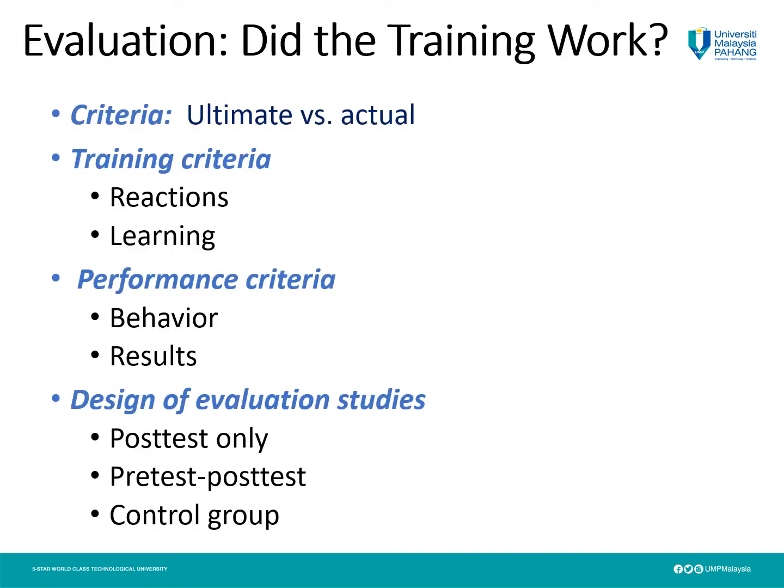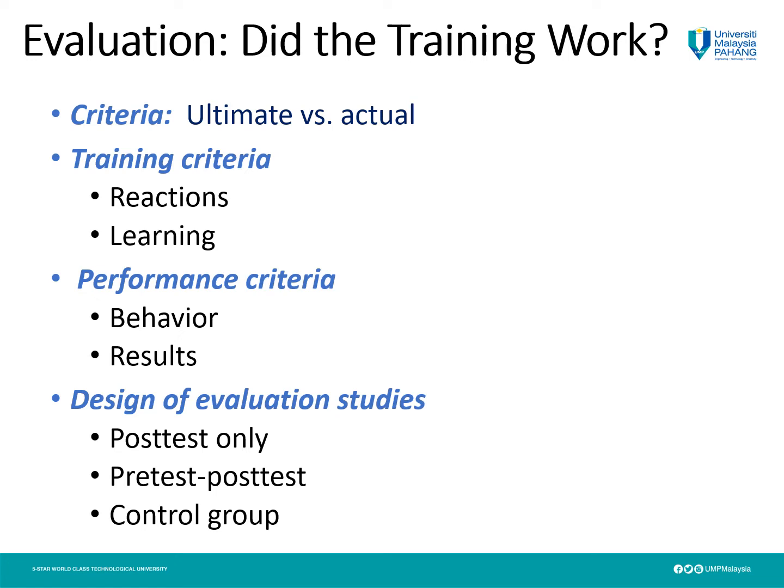The last step in the flow of a training program is the evaluation of the training program. So this is another crucial component of any employee training program. So it will evaluate whether the training is effective or not. There is no use in investing money and resources in a training program unless it does indeed work. So the criteria to know whether the training is successful or not: there is ultimate versus actual.